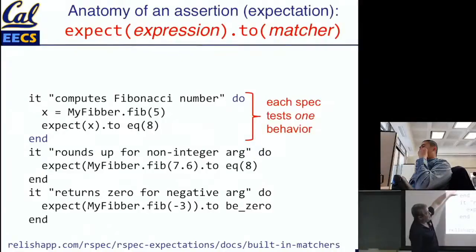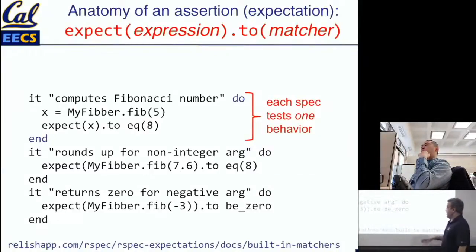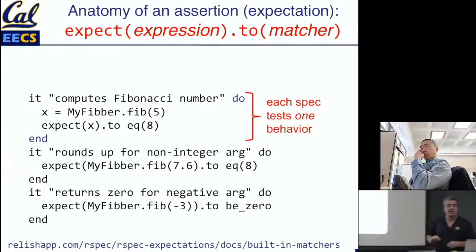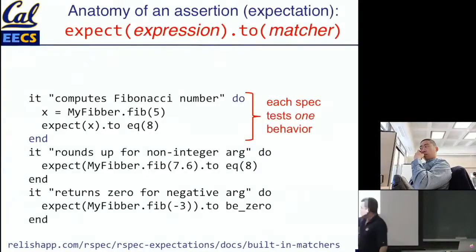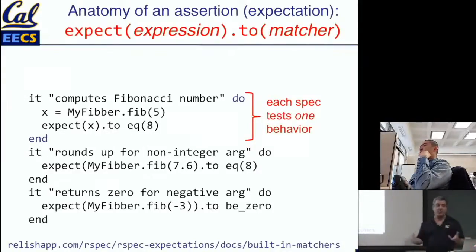Here's another simple case. It rounds up if you give it a non-integer argument. Same basically idea. What about this one? It expects something to b underscore 0. B underscore something is a shorthand, which means call the function 0 question mark on whatever the subject of the expectation is. So Ruby will turn this into taking whatever is in the expect clause and calling 0 question mark on it, which returns true if the thing has a 0 value, whether it's real or complex or an integer or whatever.